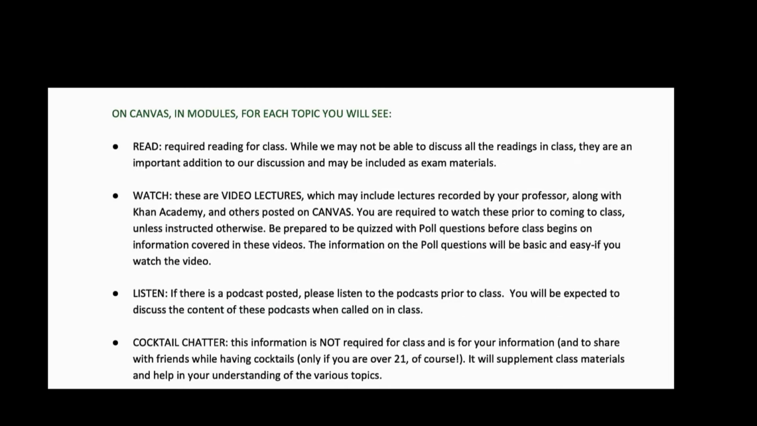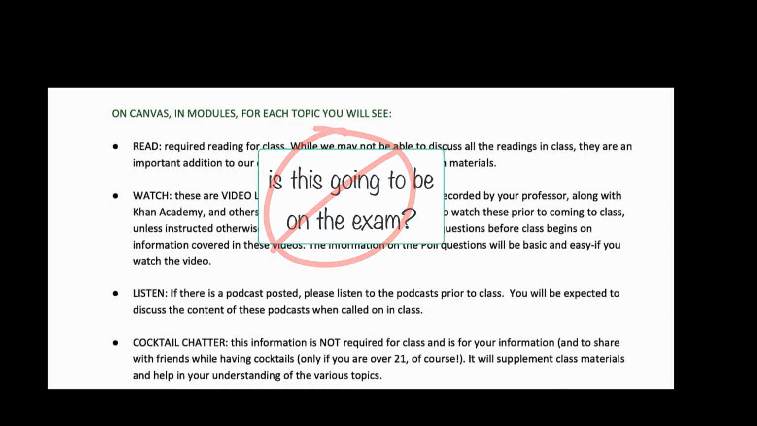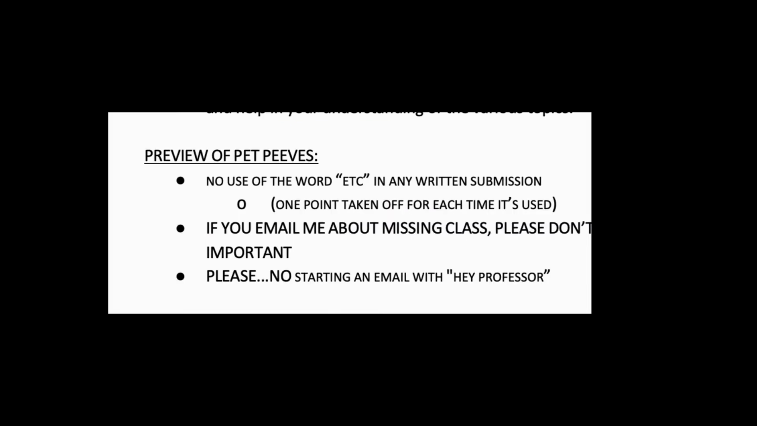I listened to a podcast called Slate Political Gabfest, and at the end, they always have cocktail chatter. That one important piece of information that you want to share with your friends when you're having drinks. It was pointed out to me that I must include, if you're having drinks and are over 21. So rather than ask me, is this information going to be on the exam? Ask me if this information is cocktail chatter. I'll go over pet peeves with you when we meet in class.